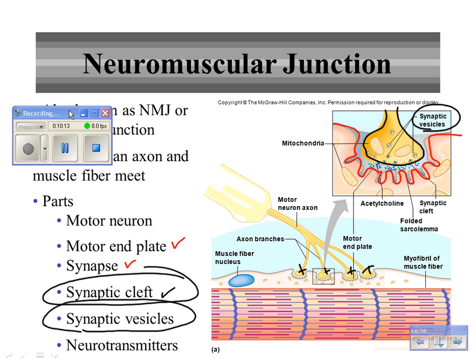And inside those synaptic vesicles is some sort of neurotransmitter, some sort of chemical that is going to carry the message from the neuron to the muscle to get the muscle to contract. And the one that we're going to focus on primarily is called acetylcholine. Sometimes we just abbreviate that and call it ACh. And that's one of the chemicals that is directly involved with muscle contraction.